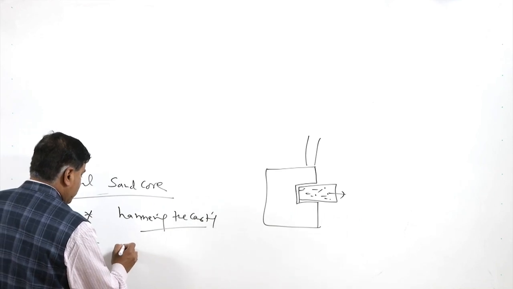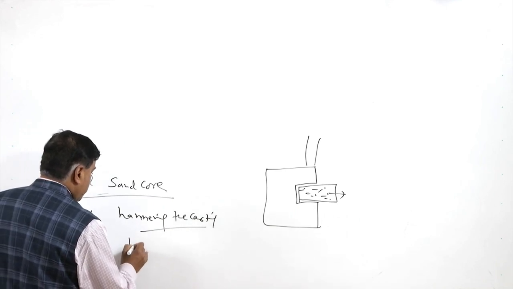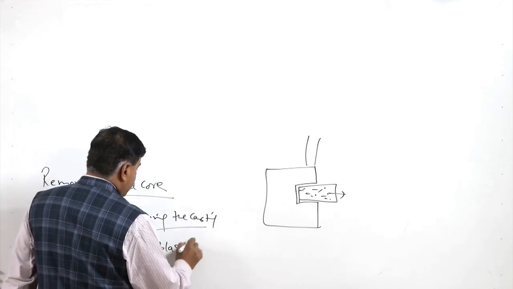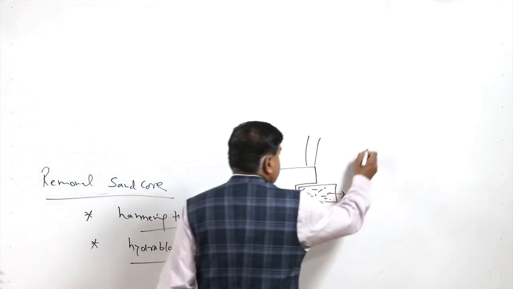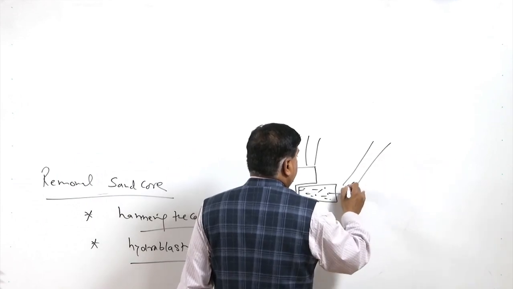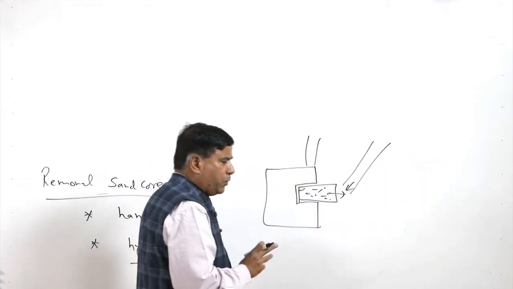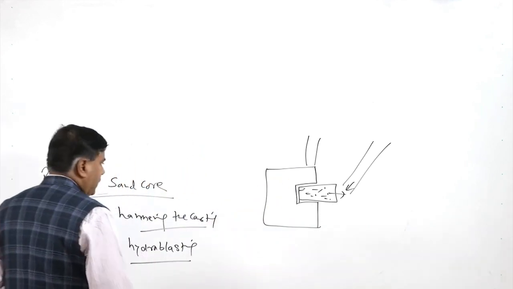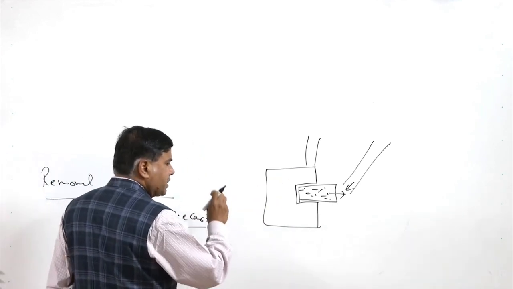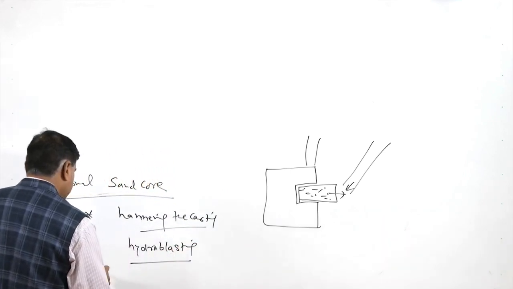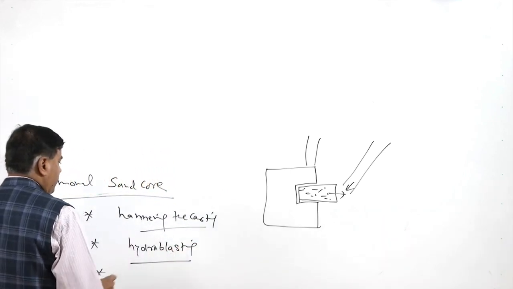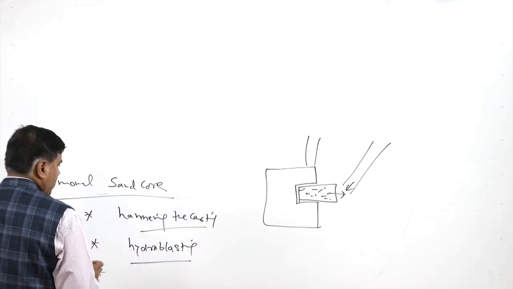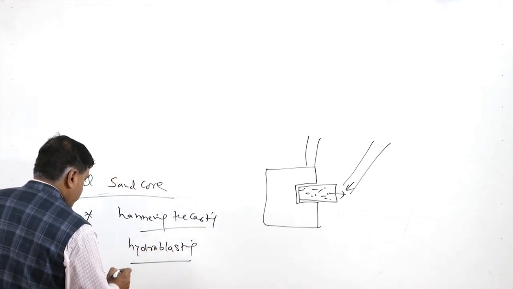Another one is hydroblasting. In this case, a jet of water is directed onto the sand core, so that it is broken and cleaned from the internal features and the cavities which have been produced by it in the casting. So hydroblasting is just like applying a water jet to the core, so that the core can be removed.